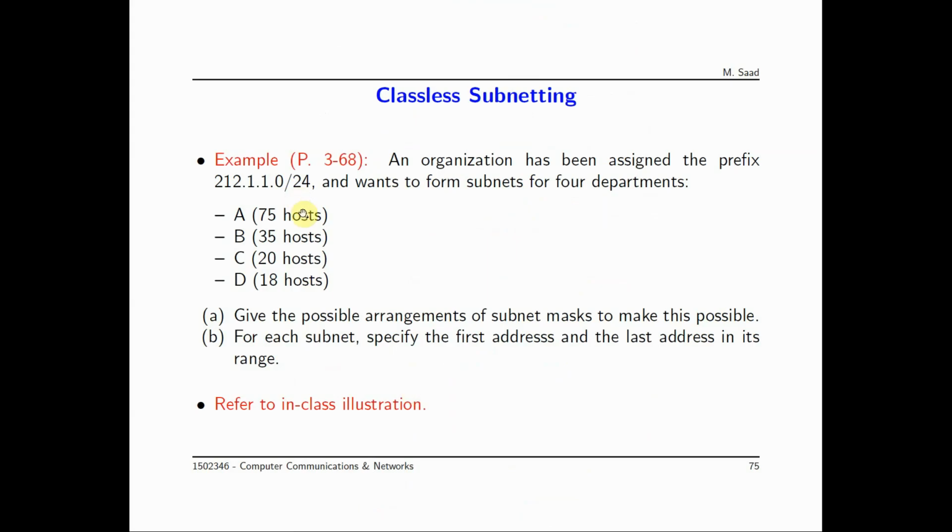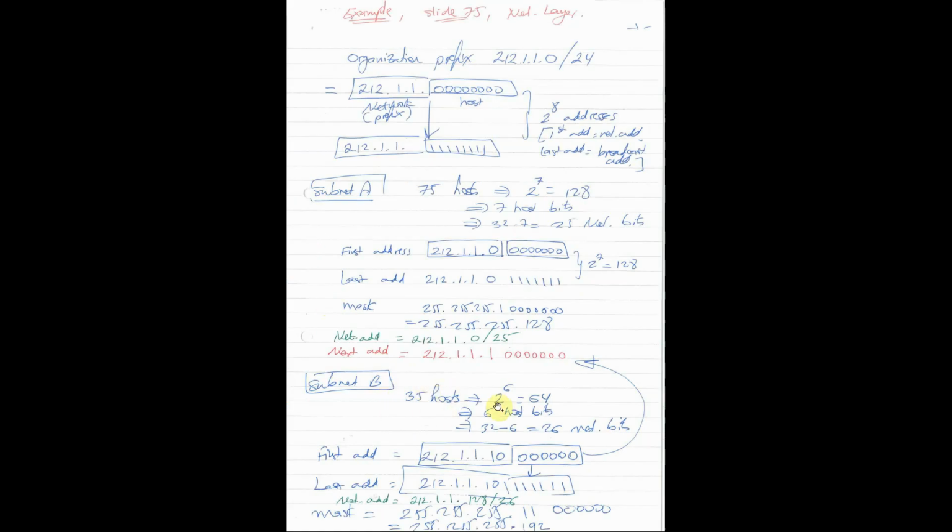So for subnet B, we need 35 hosts. 35 is 2 to the power of what? 2 to the power of 5 is 32, which is not enough. So the next possibility is 2 to the power of 6, which is 64. So we choose 6 host bits, which implies that we need 32 minus 6, which is 26 network bits. Of course, if we use 6 host bits, it means that subnet B could have possibly up to 64 hosts. Actually 62, because the first and the last are not used. However, we need 35. It can support up to 62, but we cannot go with 5 bits, as I've explained here in subnet A. So in short, we have 6 host bits and 26 network bits.